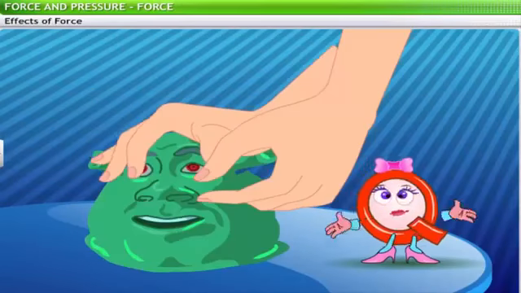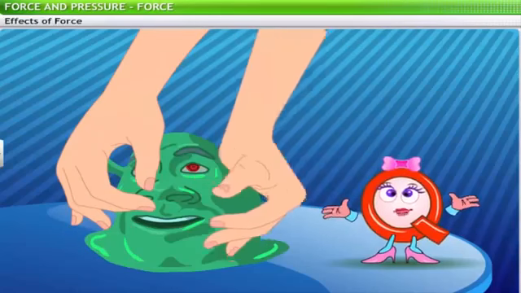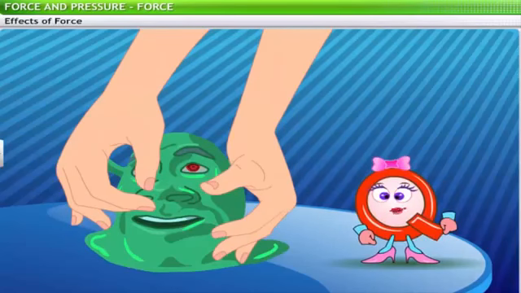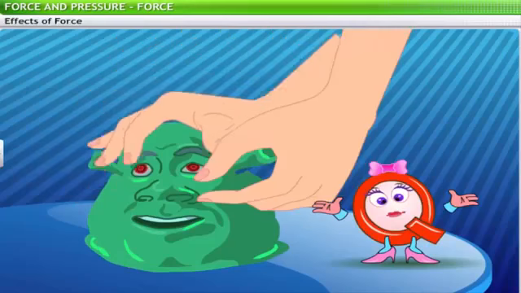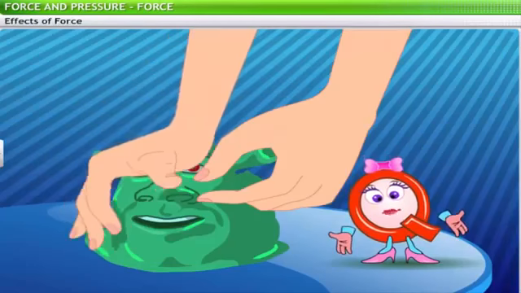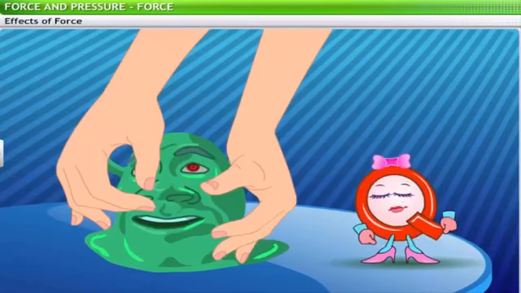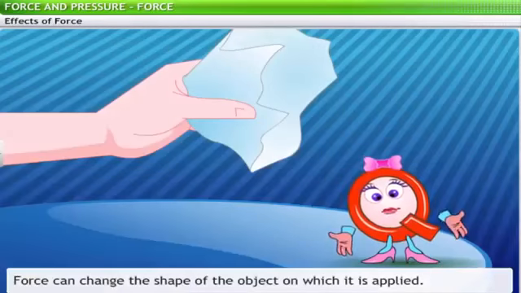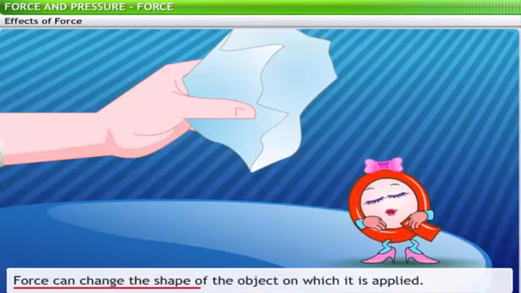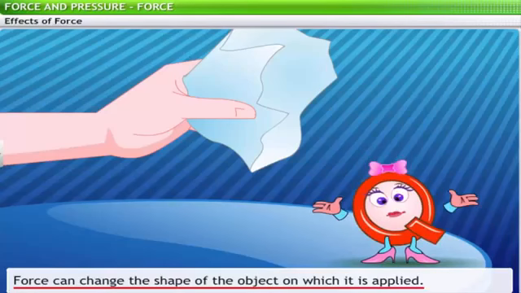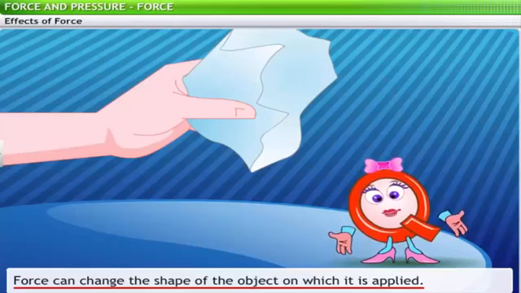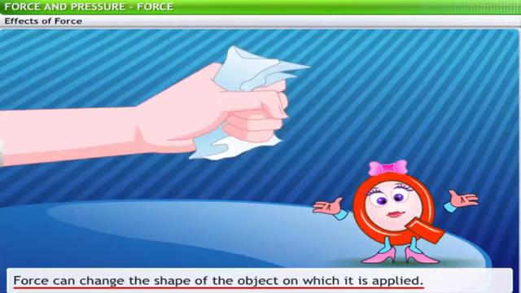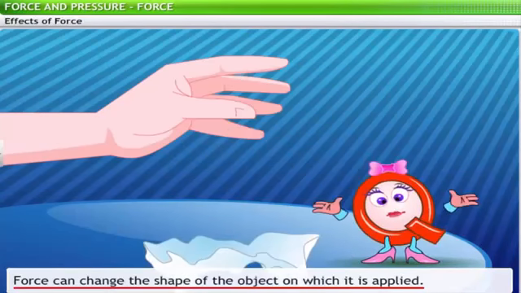Tina does something similar when she uses plasticine to make cartoon characters in her modeling class. She models the clay by pressing it with her fingers at various points. So, as you can see, force can change the shape of the object on which it is applied. What happens when you crumple a piece of paper? The shape of the paper changes, right?